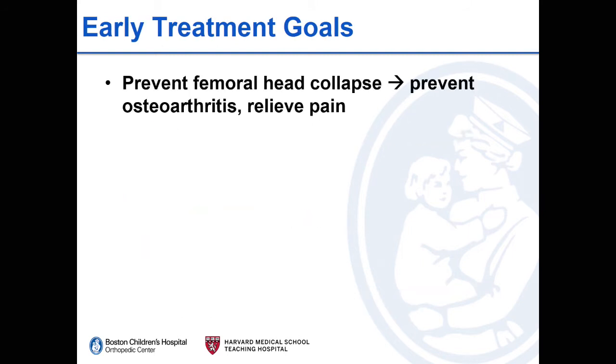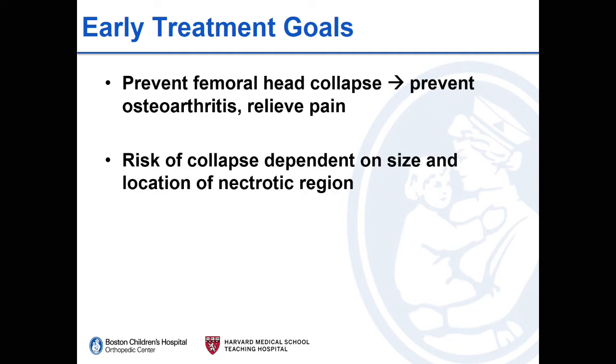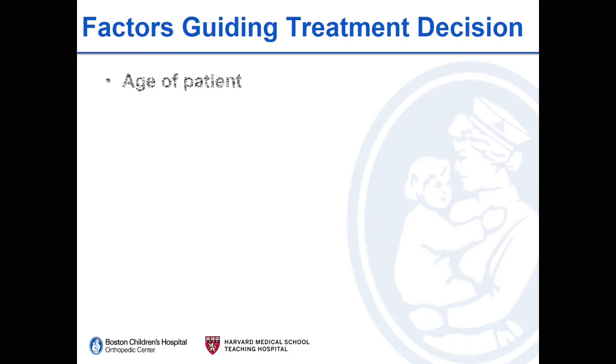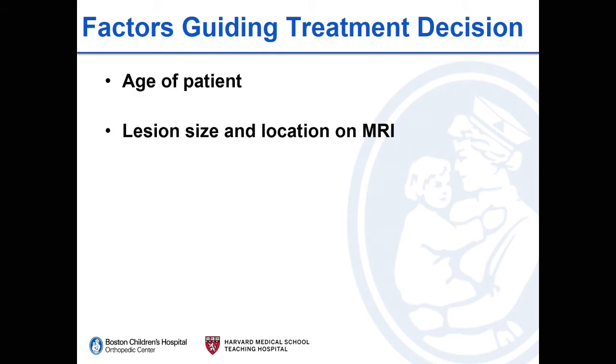In terms of early treatment, obviously pre-collapse, you're really trying to prevent collapse and the development of osteoarthritis. As we all know, the location and size of the lesion is important, and for pre-collapse, you really have to use MR to do your staging. For our patient group, the age of the patient is very important. Obviously, if you are in a skeletally immature state, arthroplasty is not an option. You have to do everything to try and preserve that joint as much as you can. Obviously, the size and location of the lesion is important.